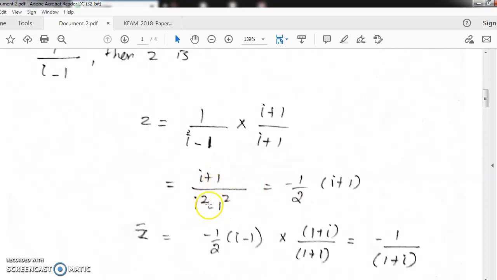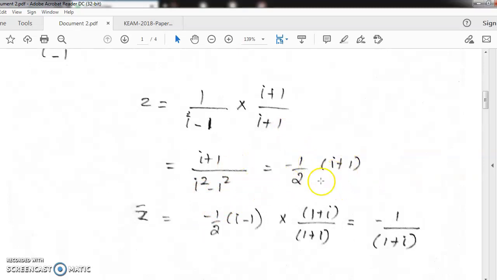It will be i plus 1 divided by i square minus 1 square. That is, (a minus b) into (a plus b) will become equal to a square minus b square. So the answer is minus 1 by 2 into (i plus 1). But we have to find out the conjugate of this, then we will be getting the z value.